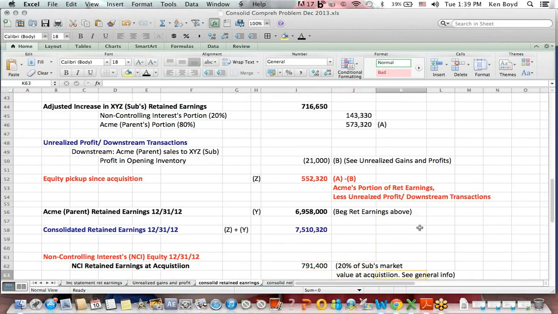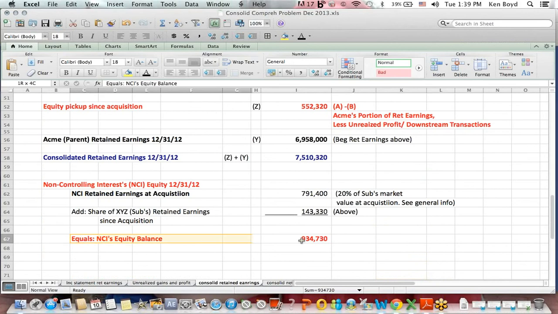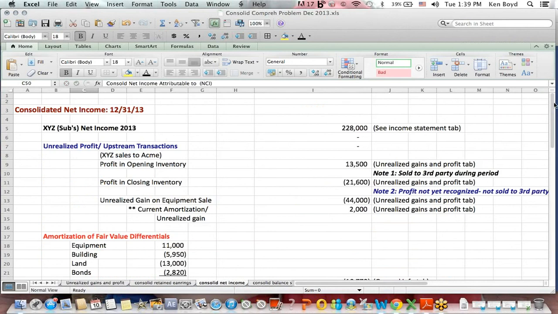And so we add them up, and we get the NCI's equity balance as of 12/31/2013. We started with 2012. Let's go on and think about net income.